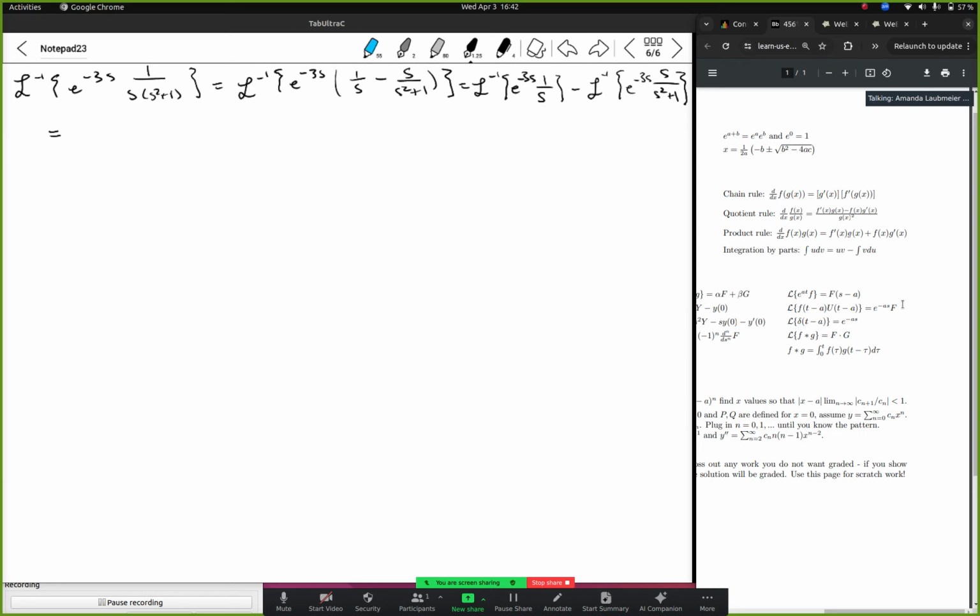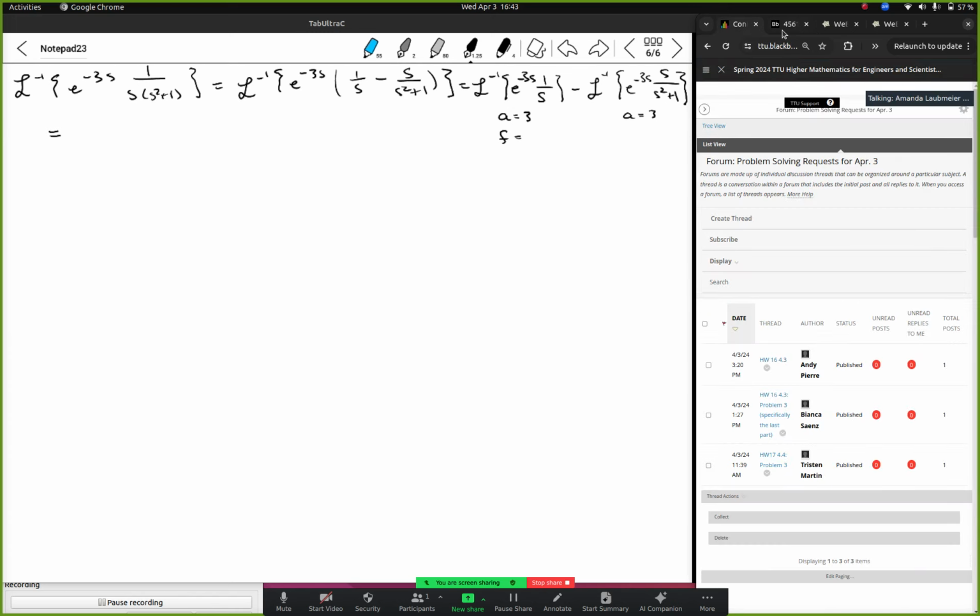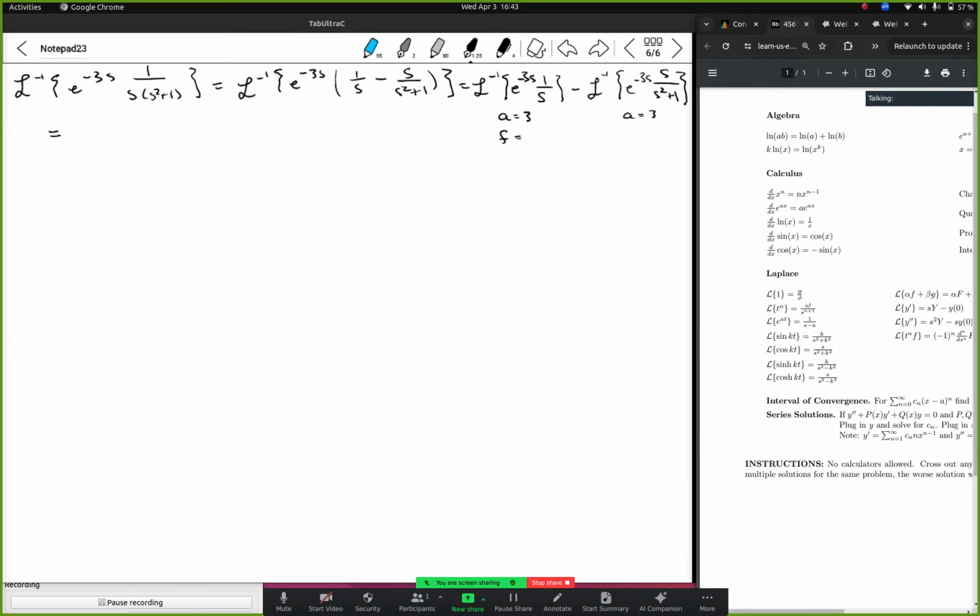And so L inverse of e to the minus as times big F is just going to be little f of t minus a, u of t minus a. So in both these cases, I've got a is 3. And then my f for the first one is going to be, oh, I keep going to the wrong place. L inverse of 1 over s is 1. And then my f for the second one is coming from s over s squared plus 1, just that cosine t again.